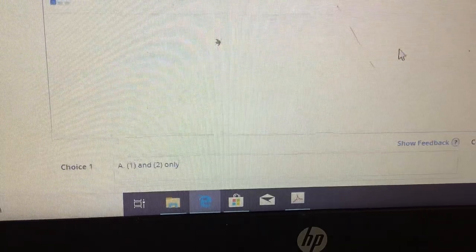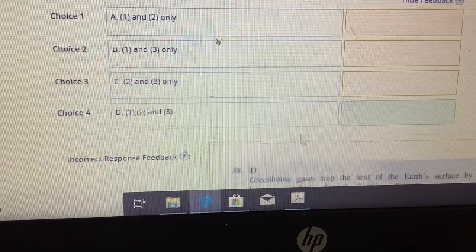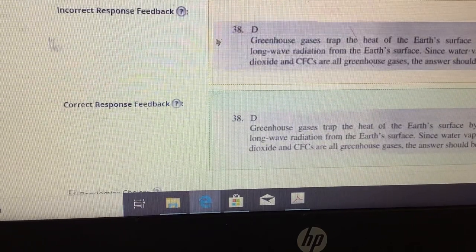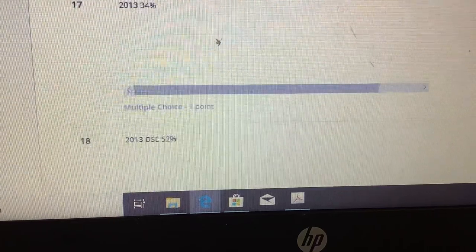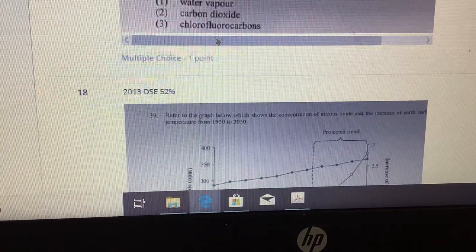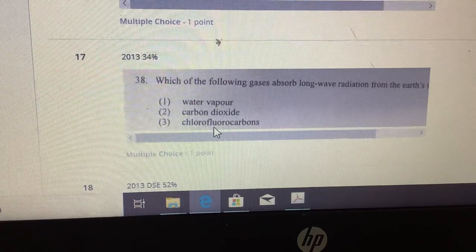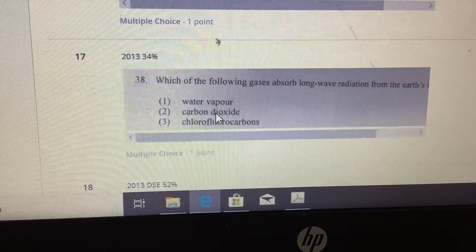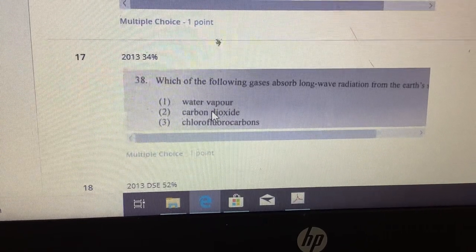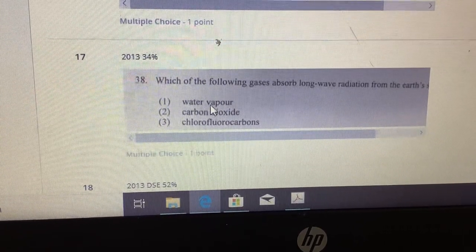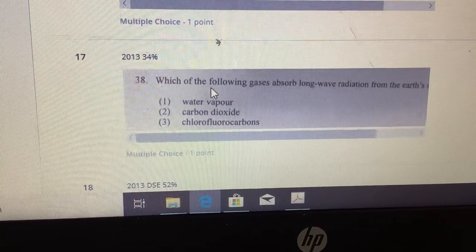Okay, carbon dioxide, I think you have no doubt about this. And then CFC, I think you should know this, because CFC is used as a refrigerant and also a coolant in air conditioners. So CFC is a greenhouse gas, and carbon dioxide, no doubt, is a greenhouse gas. Water vapor is also a kind of greenhouse gas, bear in mind, okay? Because it has a higher specific heat, which means it can absorb more heat.